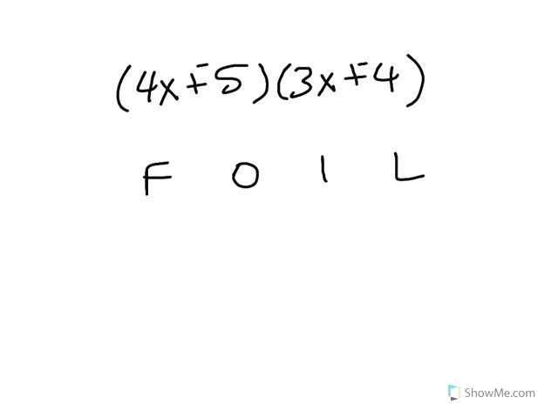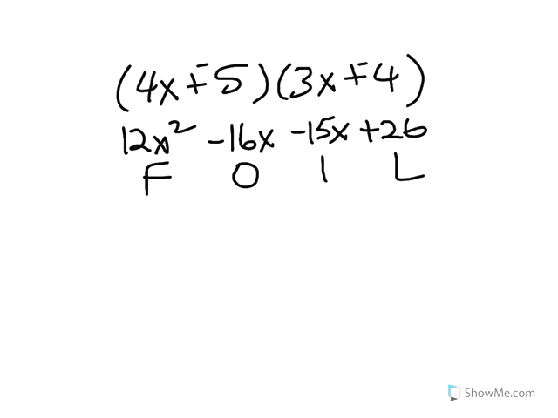First terms, 4x times 3x is 12x squared. Outside times outside, 4x times negative 4 is negative 16x. Inside terms, negative 5 times 3x, negative 15x. And last terms, negative 5 times negative 4 is positive 20. Again, we're adding all the way, but some of the things we're adding are negative.